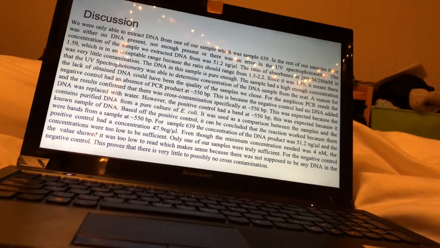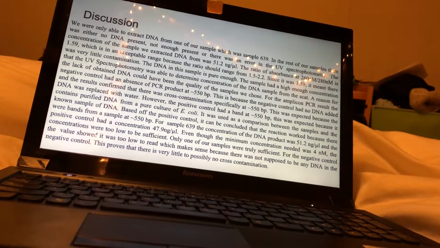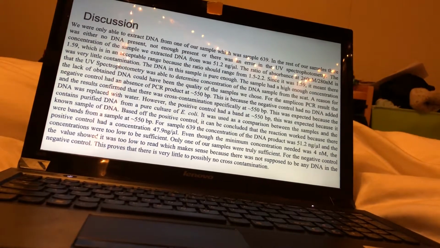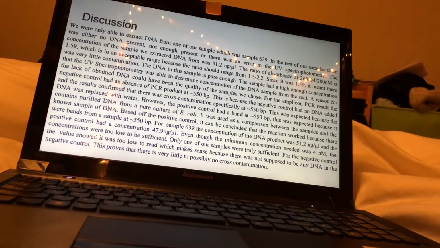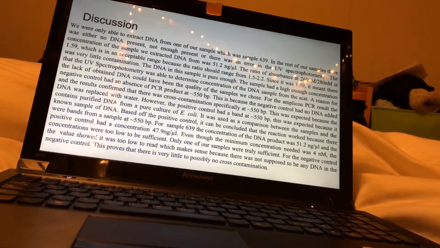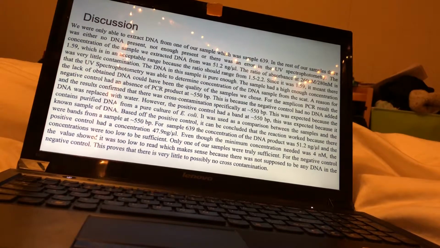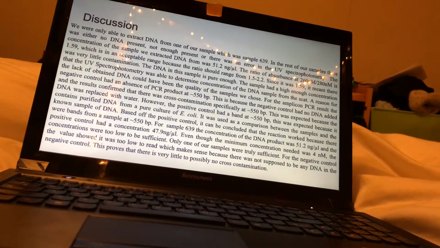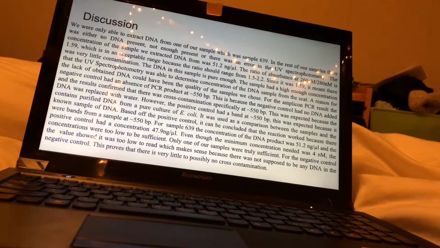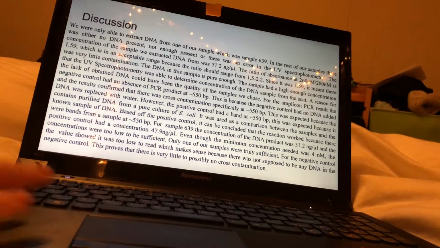For our sample 639, the concentration of DNA product was 51.2 nanograms per microliter, and the positive control had about 47.9 nanograms per microliter. Even though the minimum concentration needed was 4 nanograms, the concentrations were too low to be sufficient. Only one of our samples was truly sufficient. For the negative control, the value showed it was too low to read, which makes sense because there wasn't supposed to be any DNA in the negative control in the first place. So, as I stated before, that just supports that there was no cross-contamination in our samples.